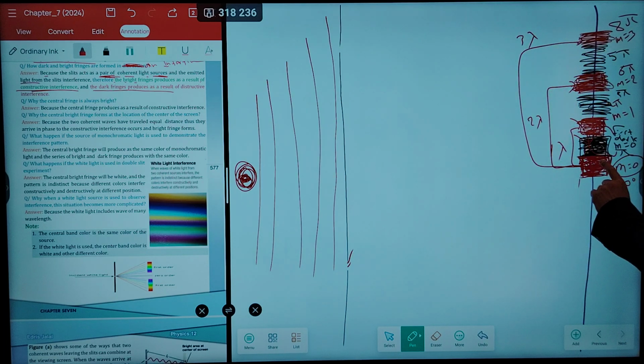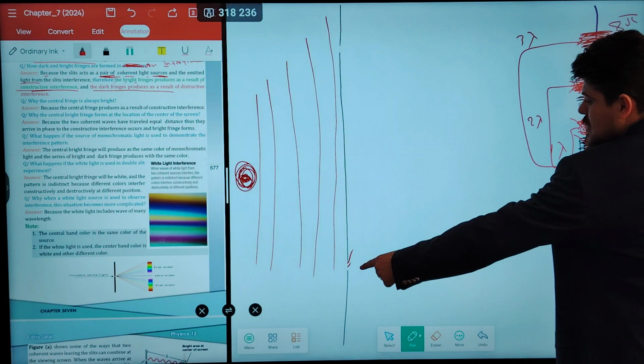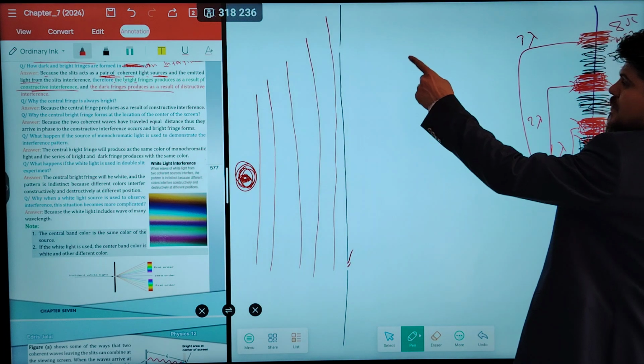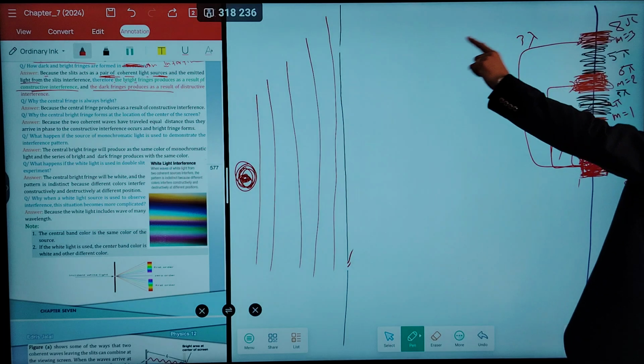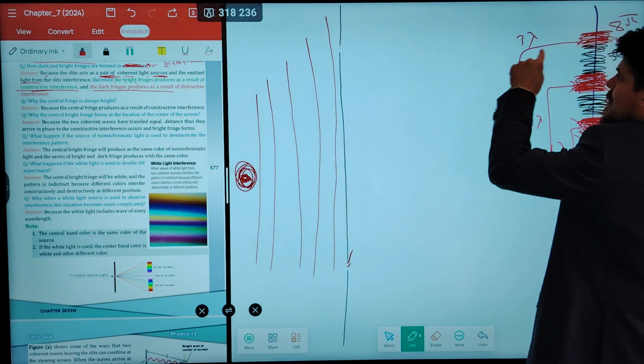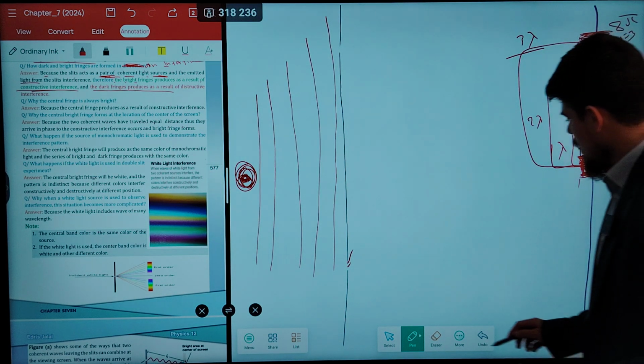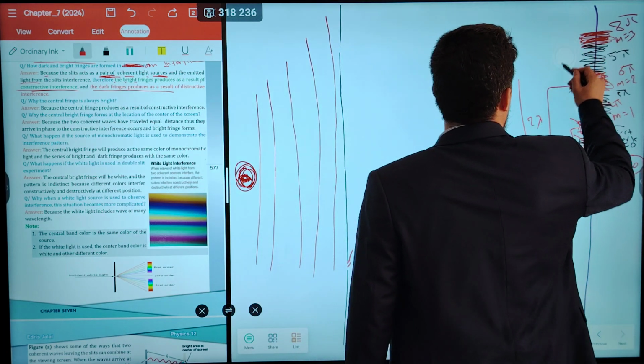What do you mean by this? It means that the second slit is furthest from the bright fringe, compared with the first slit, by 3 wavelengths. Okay? By what? By 3 wavelengths.